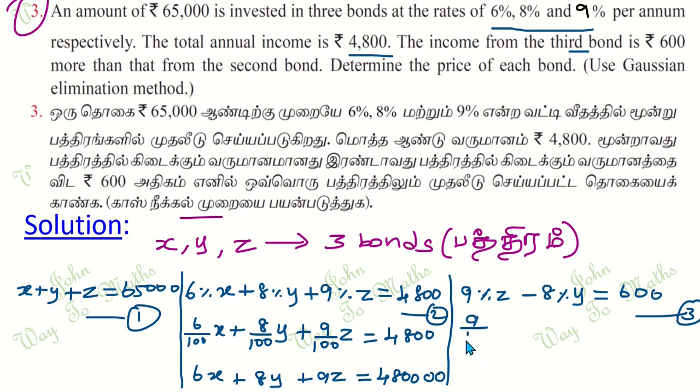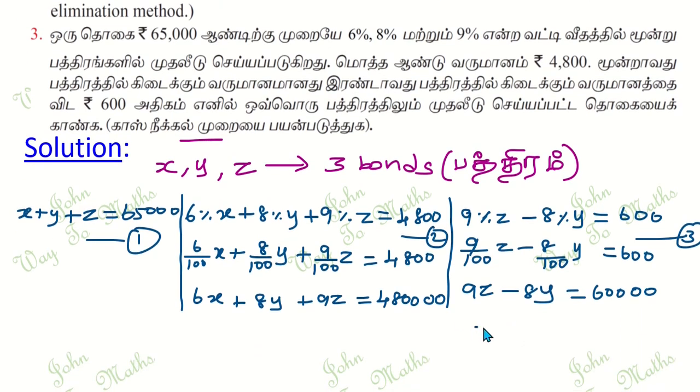Similarly, 9 by 100 z minus 8 by 100 y is equal to 600. So here also taking LCM and cross multiplying, we get 9z minus 8y which is equal to 600 multiplied by 100, so we get 60,000. So here I'm going to arrange minus 8y plus 9z which is equal to 60,000. Consider as equation number 3.